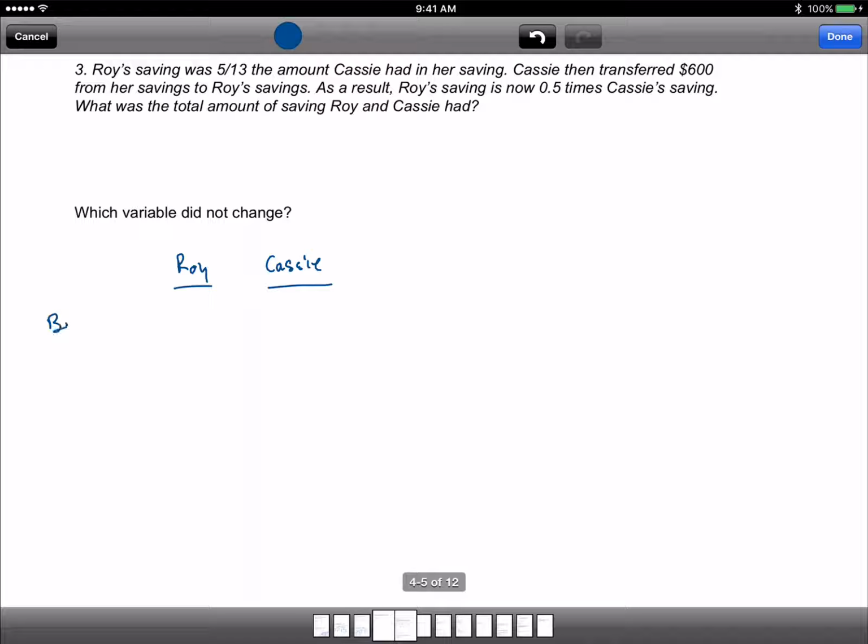So before, plus minus, after. So Roy had 5 units and Cassie had 13 units as shown over here. Cassie then transferred $600 from her savings to Roy. So here take away 600, here add 600. As a result, Roy's saving is 0.5 times of Cassie's saving, which means that Roy had 0.5 and Cassie had 1. So that's like 0.5 times.